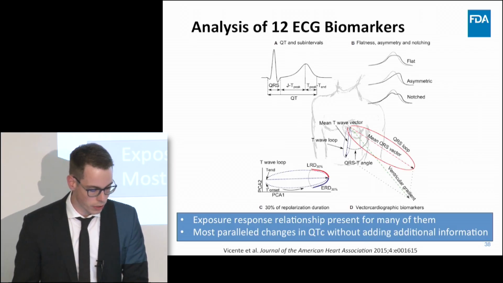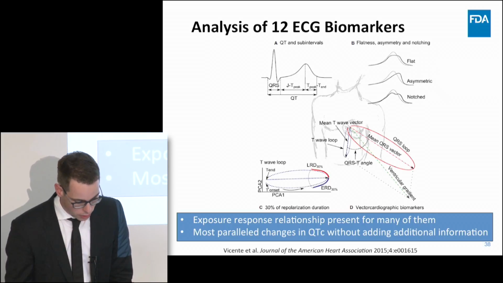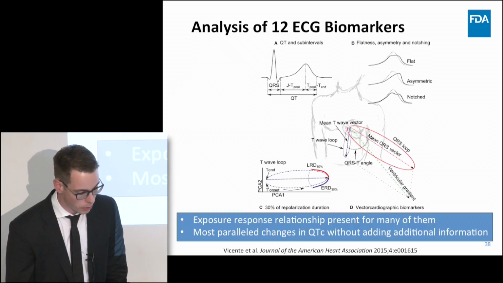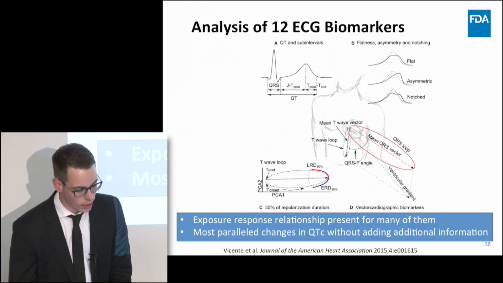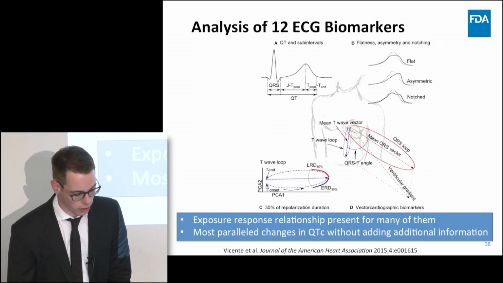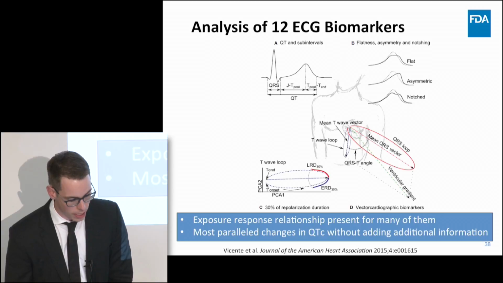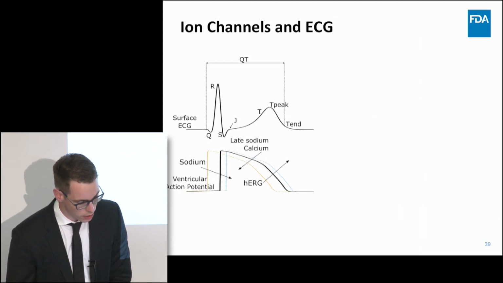So this slide is an overview of the 12 ECG biomarkers that have been tested so far. But the main point to remember here is that there was an exposure-response relationship present for many of these ECG biomarkers, and most of these paralleled the changes in QT without adding any additional information. So none of these biomarkers were actually good as a new ECG biomarker except for one, which I'll discuss now.